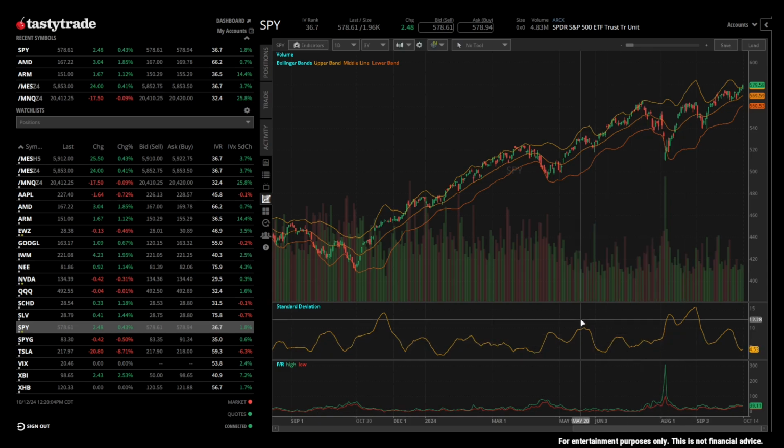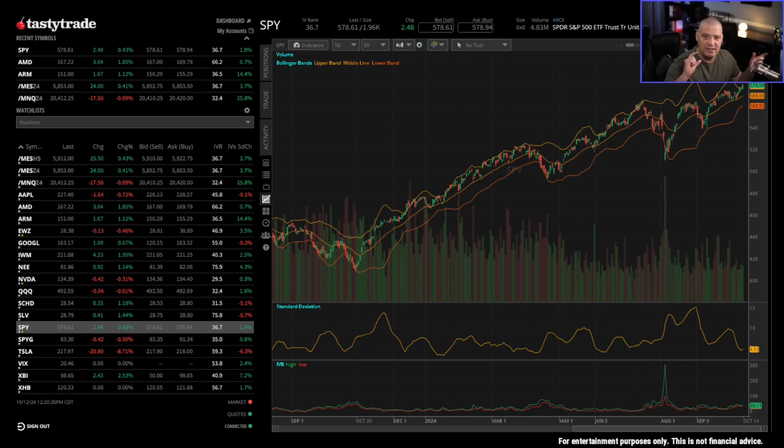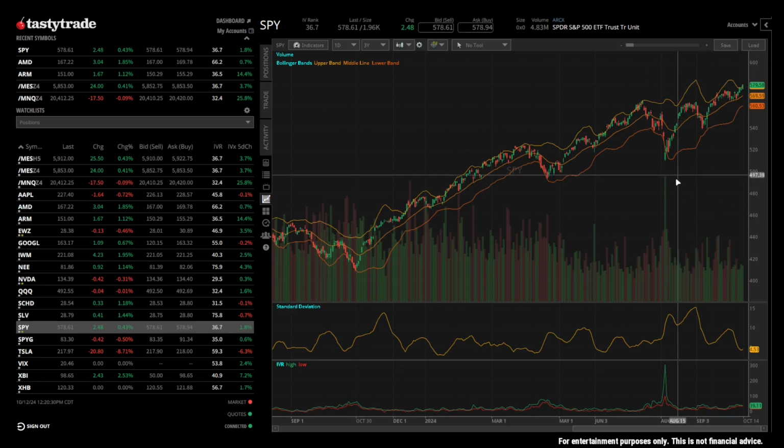And actually, they're practically mirror images of each other. If you follow along with the standard deviation indicator, as it goes up, the Bollinger Bands widen. As the Bollinger Bands tighten, the standard deviation goes down. As they widen again, it goes up. As the Bollinger Bands tighten again, the standard deviation goes down. So essentially, it's the same indicator. They're very similar indicators.